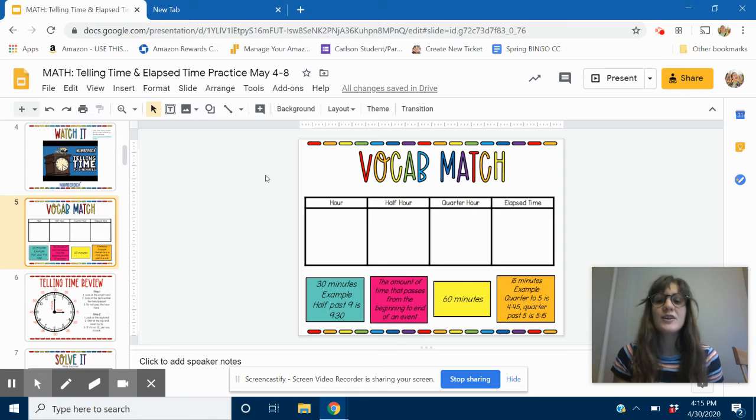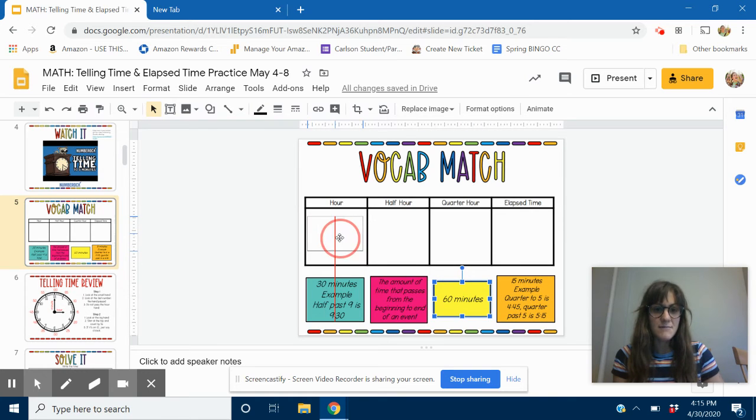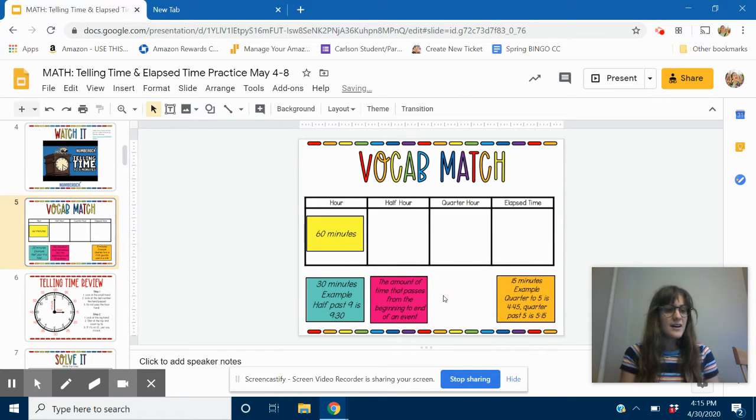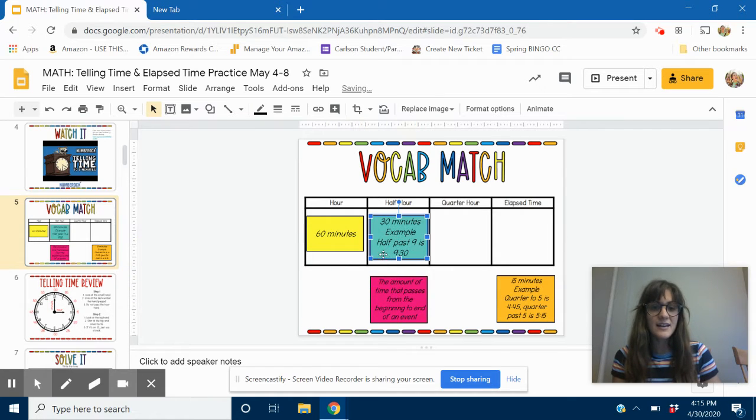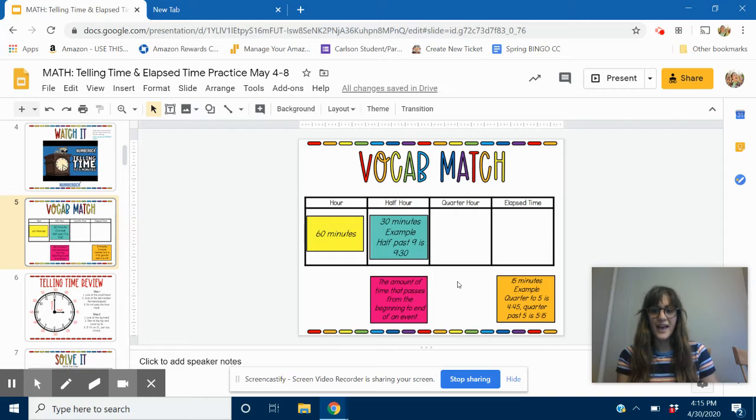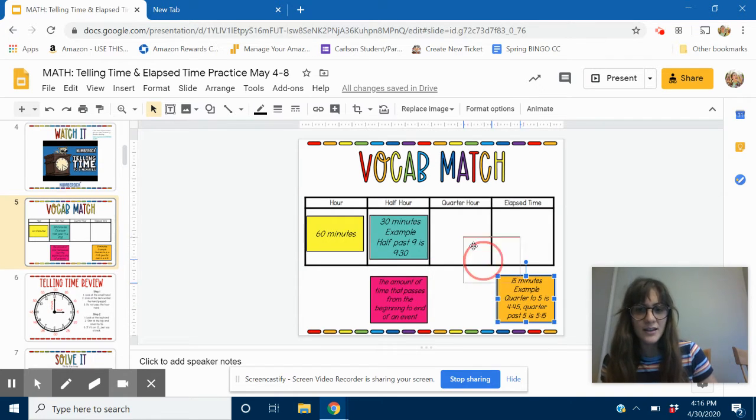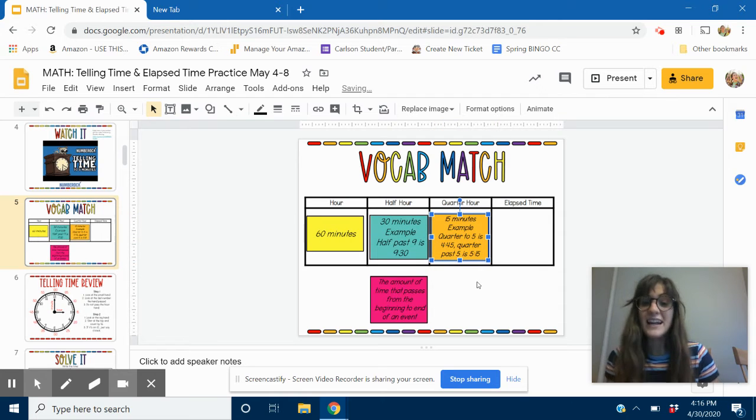So, first things first, here we have a vocab match. The first word on our vocabulary is hour. And if we look at our options here, an hour matches with 60 minutes. So I'm going to slide that on over. All right, next we have half hour. Half hour matches with 30 minutes. Example, 9:30 is 9:30. Okay, let's see, quarter hour. That one is going to match with this one here, 15 minutes.